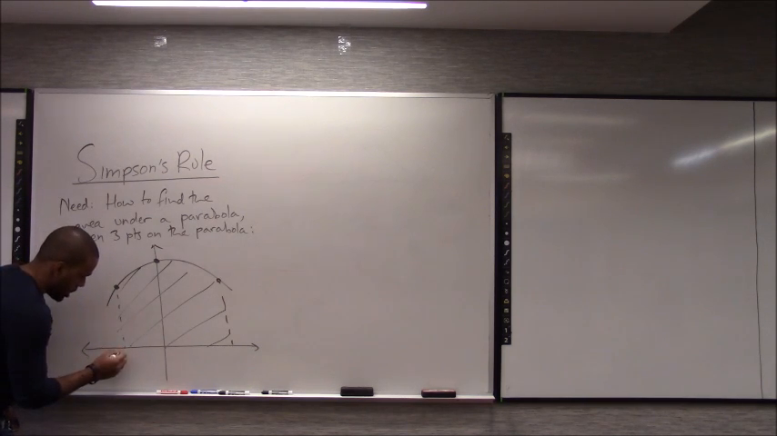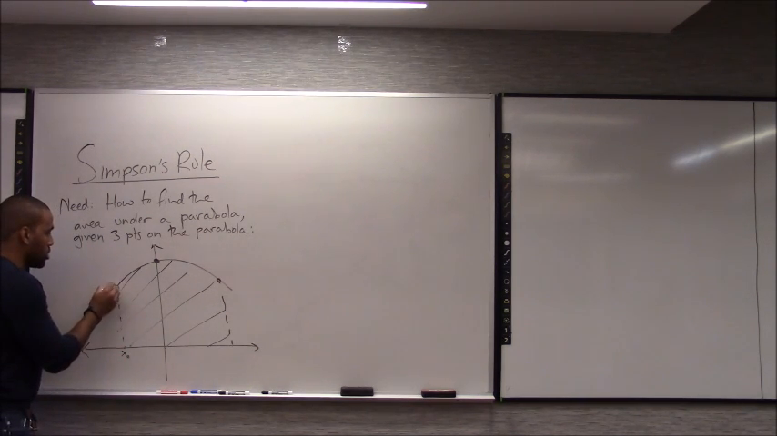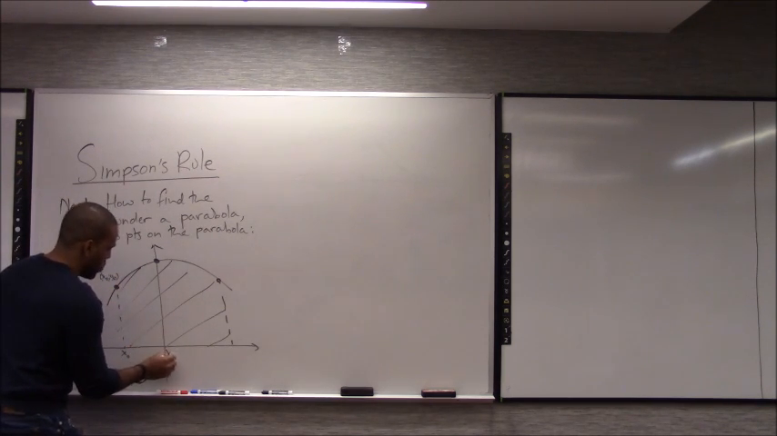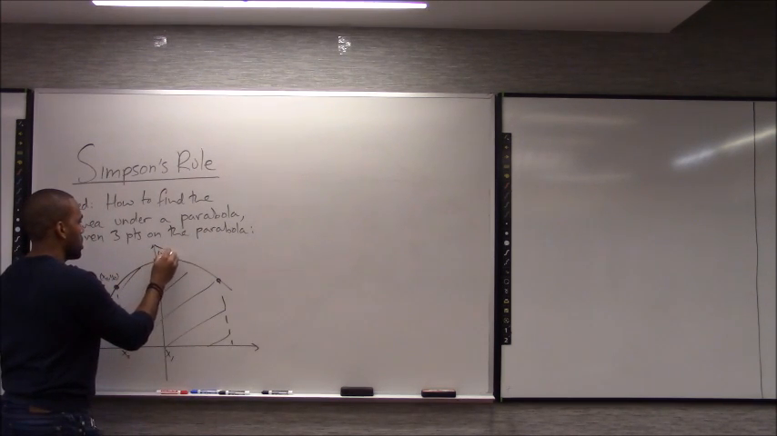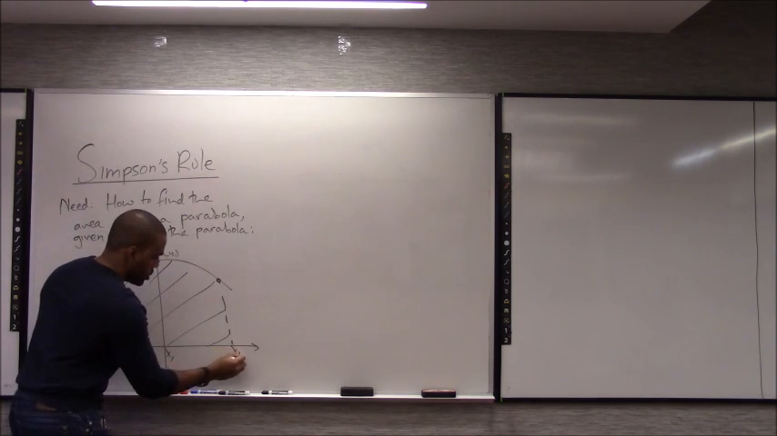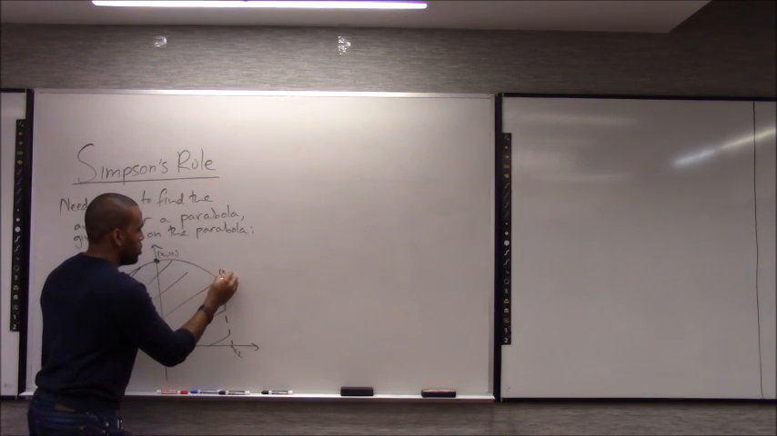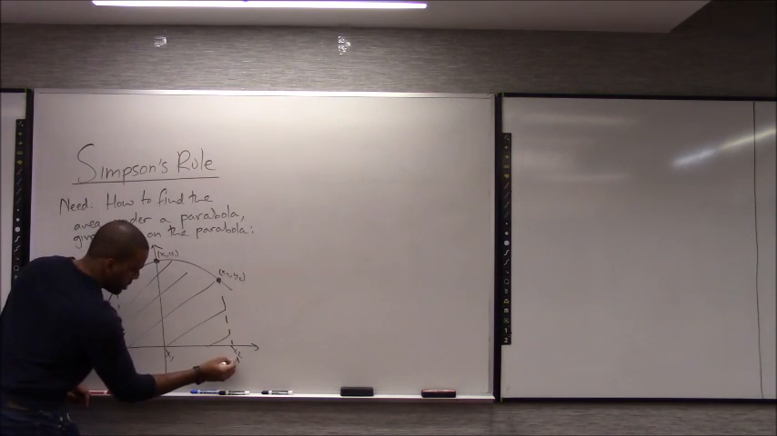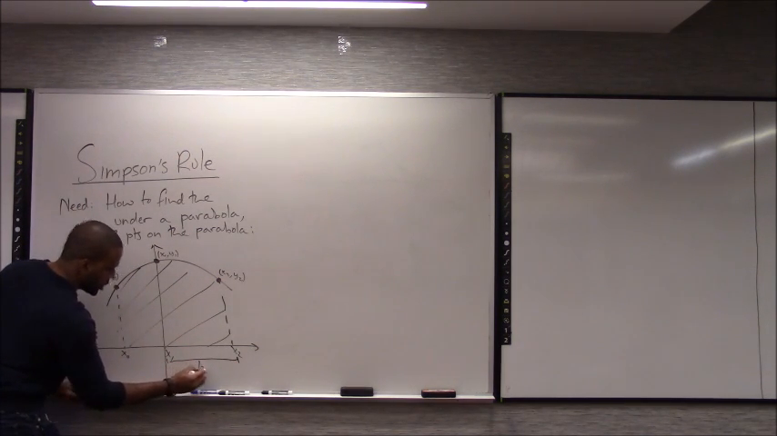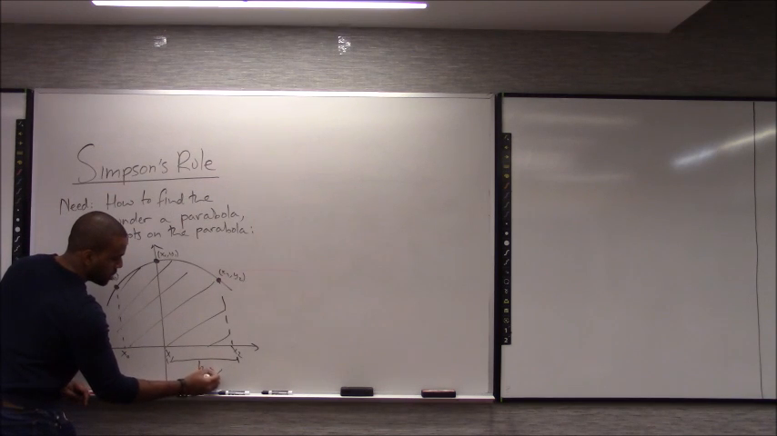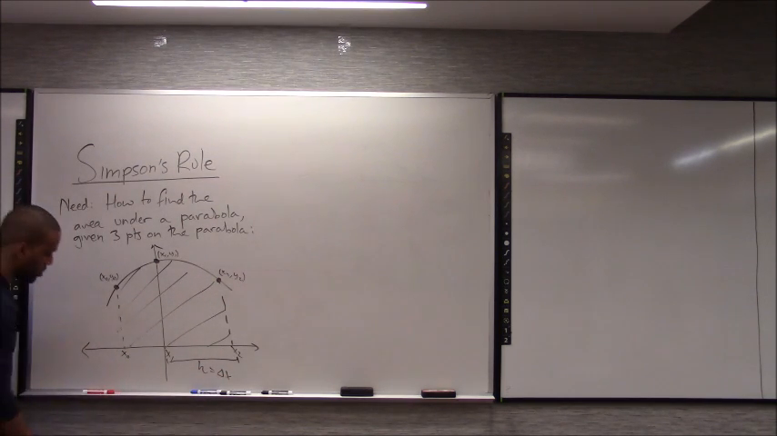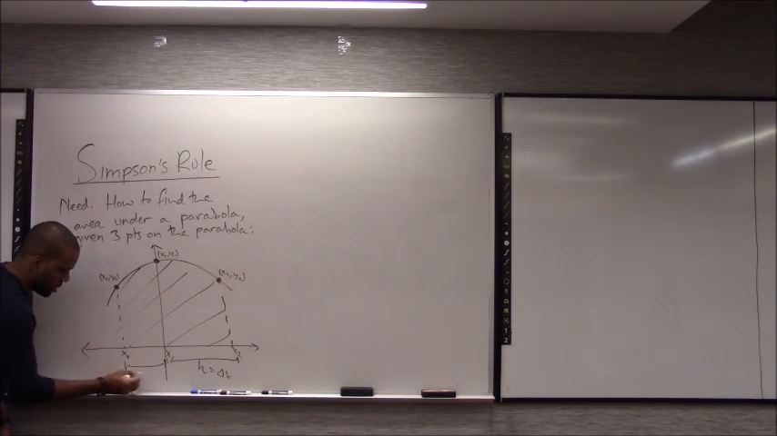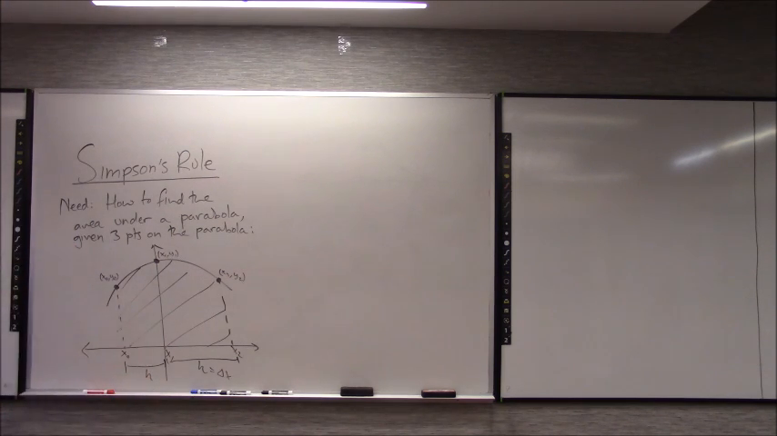So we can call this x0. This would be x0 comma y0. This would be x1, this is x1 comma y1. And this is x2, and this is x2 comma y2. And we're going to call the distance between these h, which stands in for delta x, but I'll write h because I don't want to write delta x all the time. Over here, the distance is also h. How can you actually find that area?